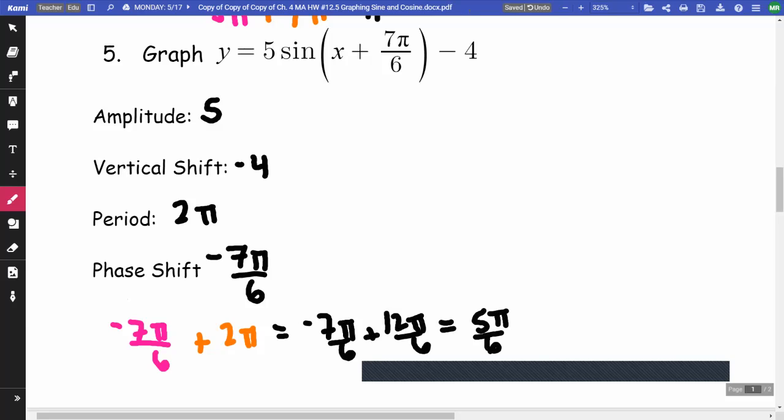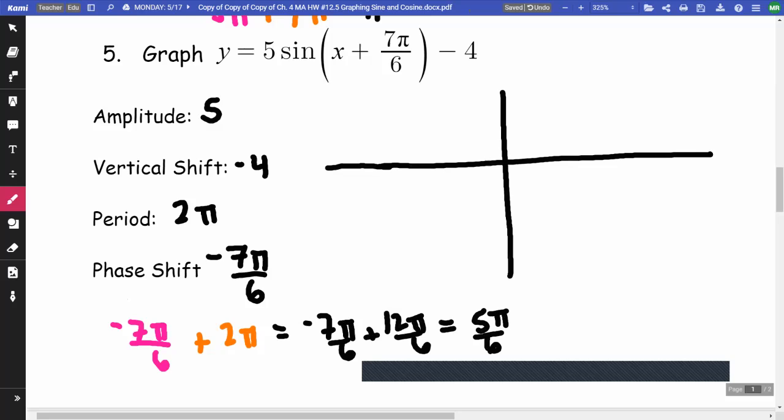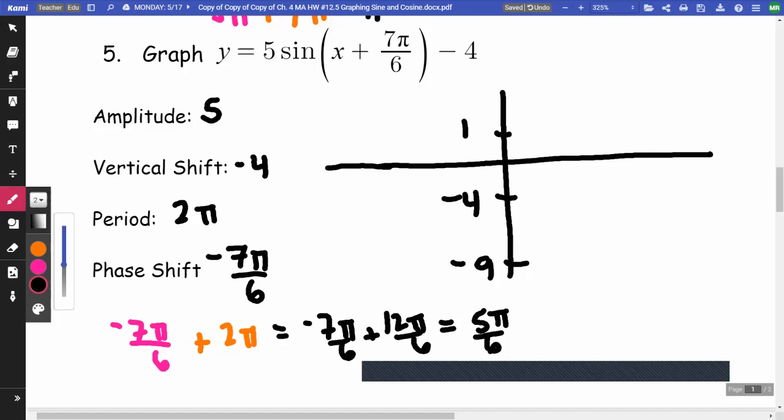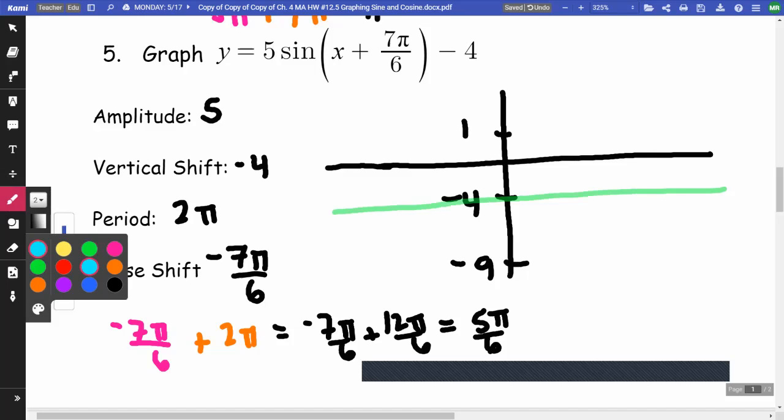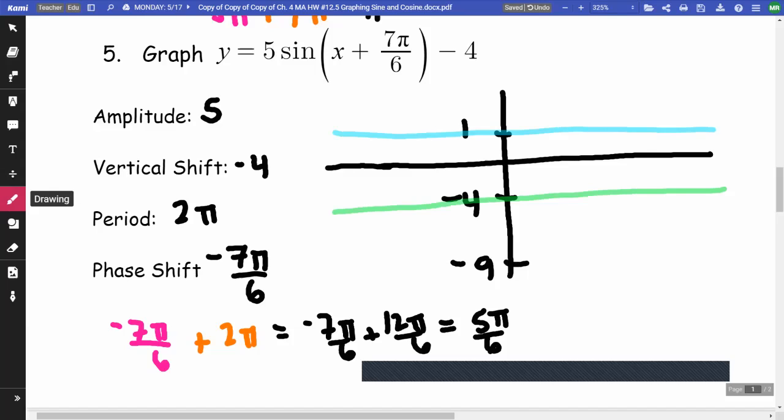Okay. So when we're plotting this, let's say I'm going to start on the negative. I need to drop down, so I'm going to start on the negative. So let's say that this is a -4. I'm going to go 5 below that. So let's say -9, and 5 above that, which would be a +1. So let me just kind of get that going here. So this is my vertical shift, my high and low.